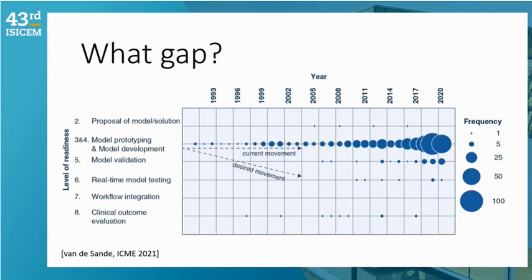This is a survey, a review of AI applications in the ICU, nearly 500 papers, and what you see is everything is at the level of model prototyping, early model development, very, very little prospective testing, deployment in a clinical setting, randomized trials.